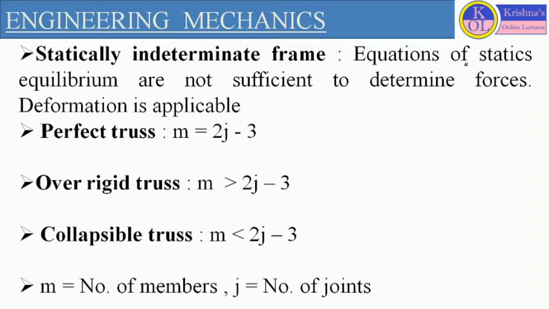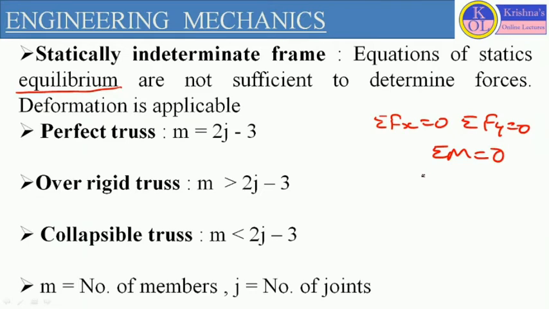If the number of equations of static equilibrium, that is summation of Fx equals 0, summation of Fy equals 0, and summation of moment equals 0, are not sufficient to determine the applicable forces, or we can say these three equations are not sufficient for the force analysis of the trusses or frames, then that particular type of truss or frame is called a statically indeterminate frame. So here both the conditions are opposite. These two conditions are opposite.